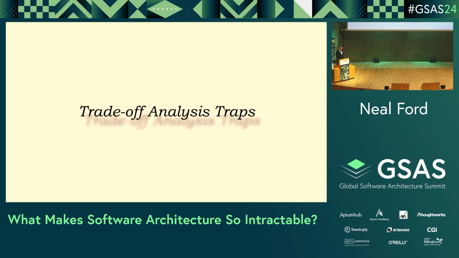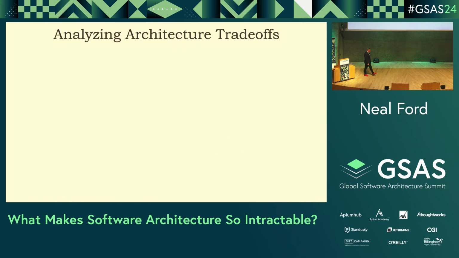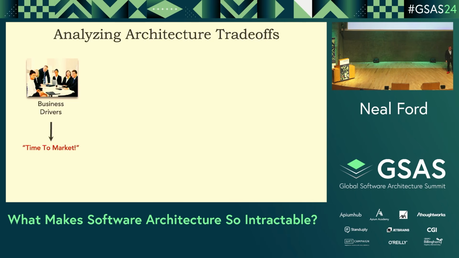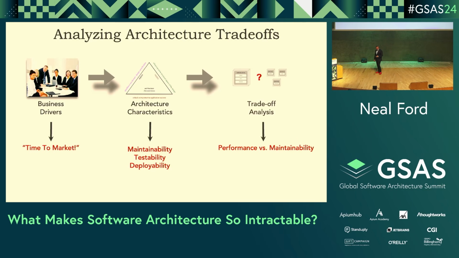So I want to wrap up with a few trade-off analysis traps to try to avoid in software architectures. I mentioned before, how do we reach one of these decisions? We do the trade-off analysis, but then how does the decision come about? Well, you need input from friendly groups of people that look like this, that control your organization, who adds value. And they decide time to market is the most important thing. You as an architect go through an architecture characteristics analysis and you find maintainability, testability, and deployability. Then you do a trade-off analysis.